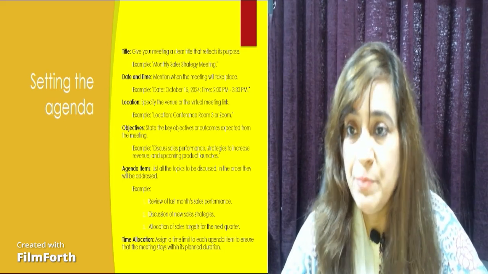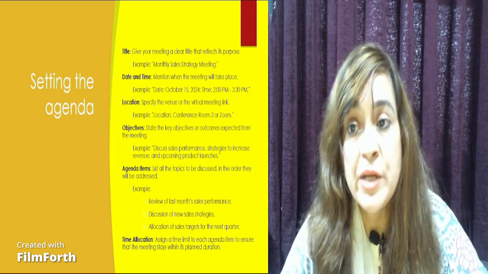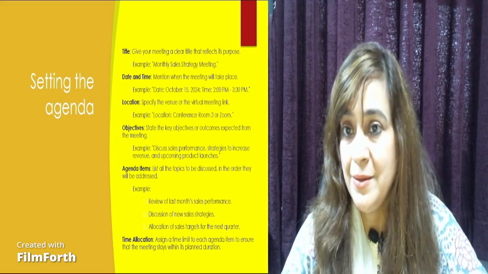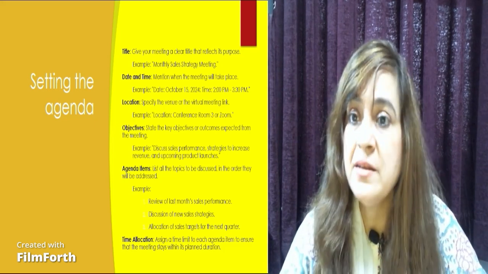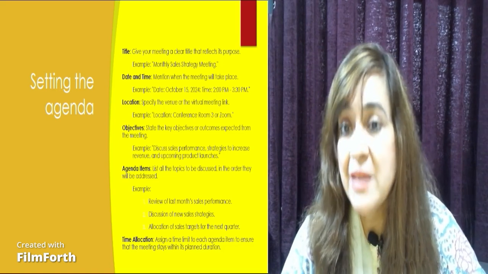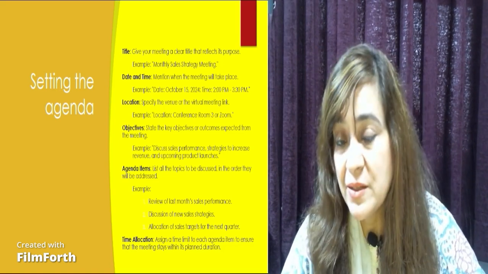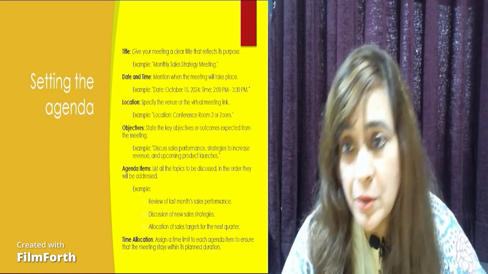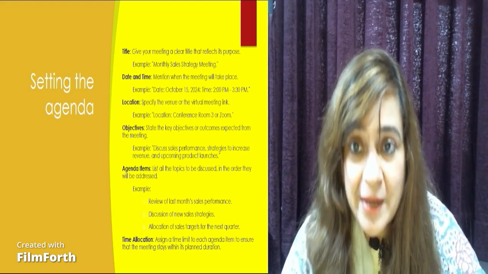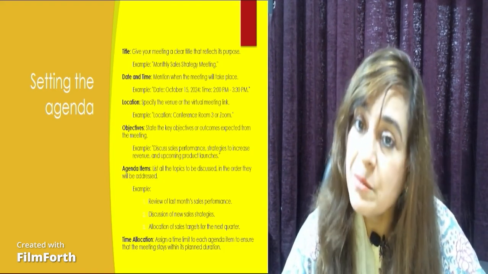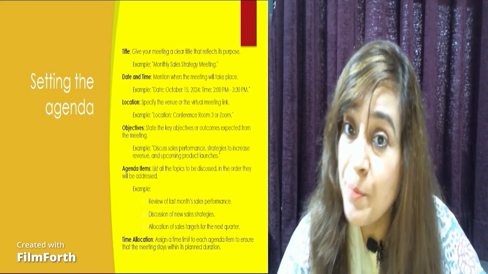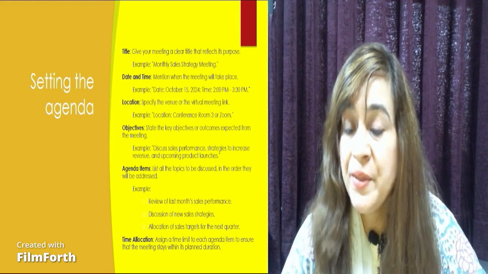When the meeting is happening, whatever the purpose of the meeting is, that goes into the title, right? And the title reflects the purpose and nothing else. So an example is a monthly sales strategy meeting. Here it is very clear to all the employees what would be decided upon and talked about in the meeting: the monthly sales, and the strategy to improve the sales. Right?